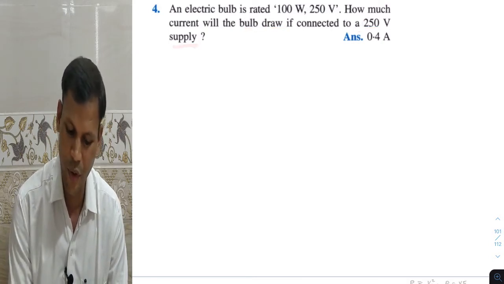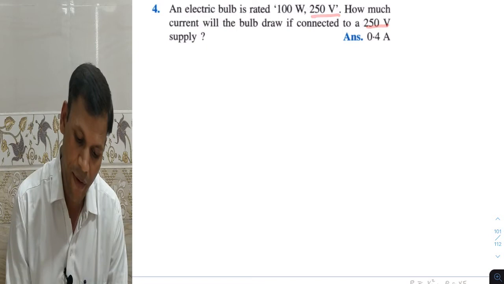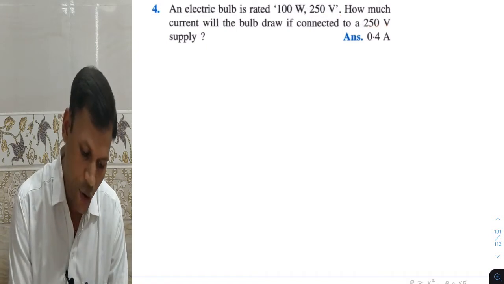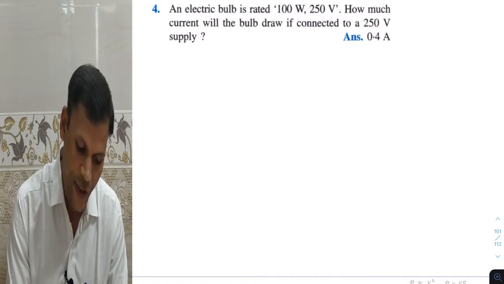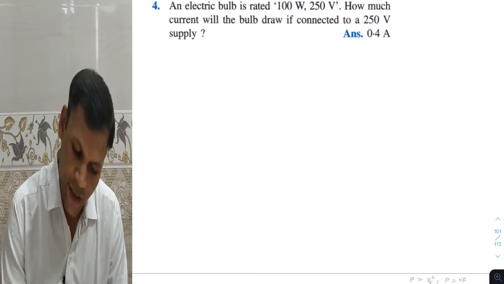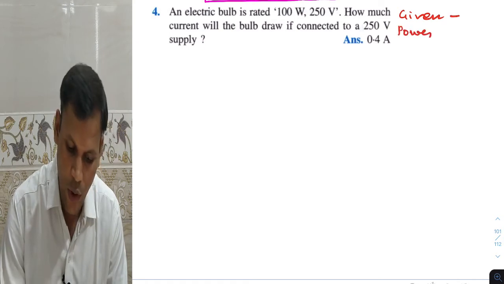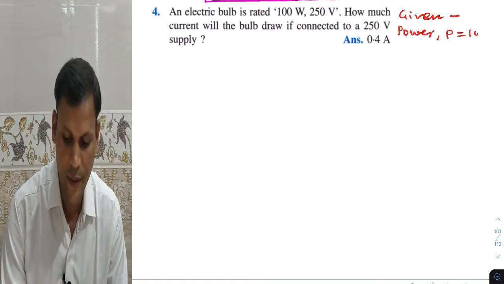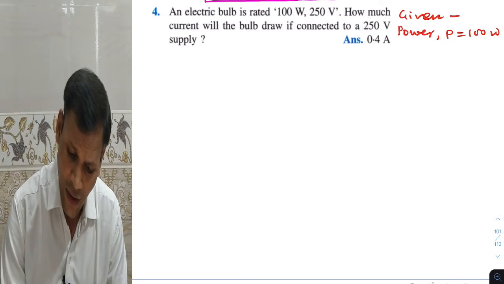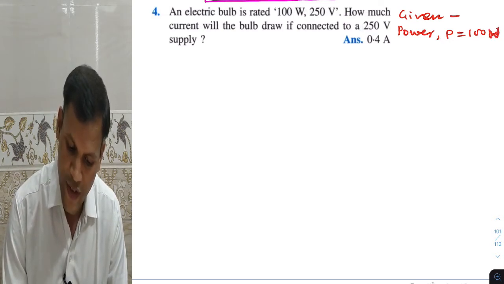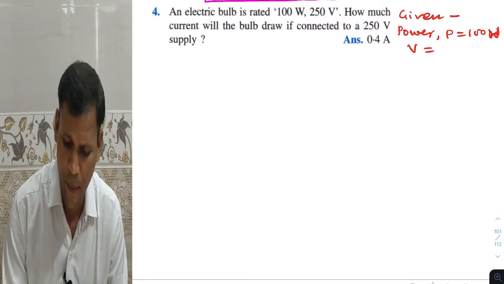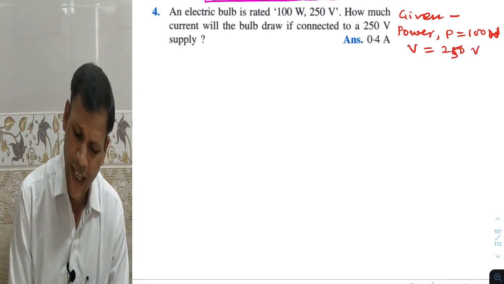Of course that potential is same, so simple way, current हमें चाहिए, जो information दिया है we can write. तो हमें क्या क्या दिया है? Given what informations are here? Power P is equals to 100 watt and voltage, that is potential V is equals to 250 volt. So current is to be found out.